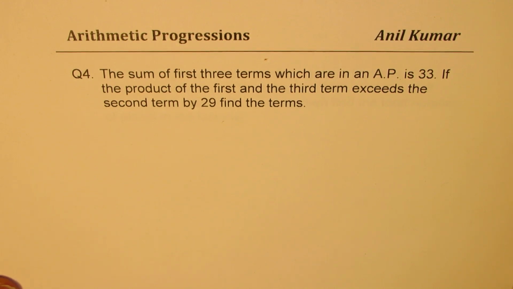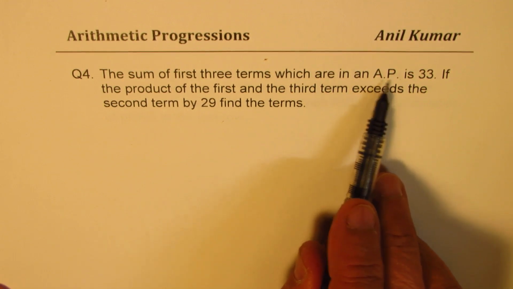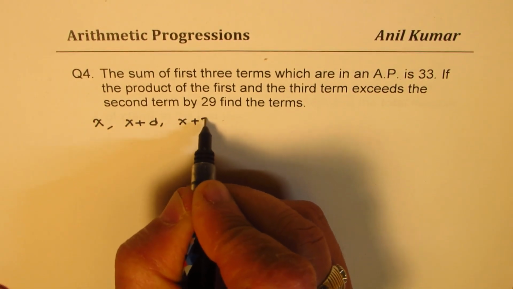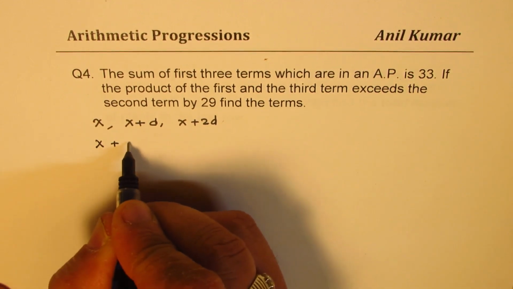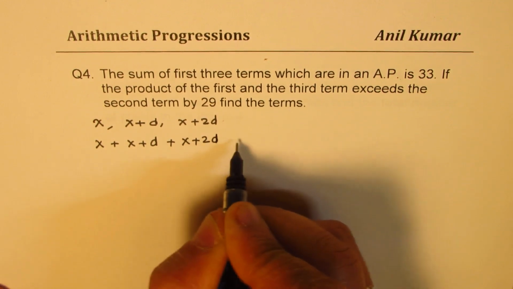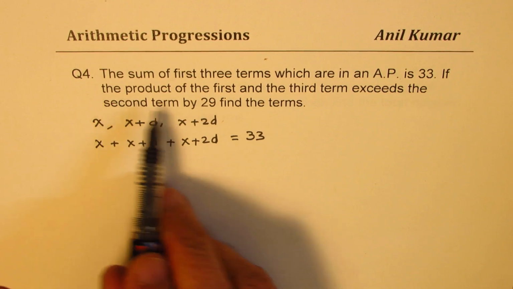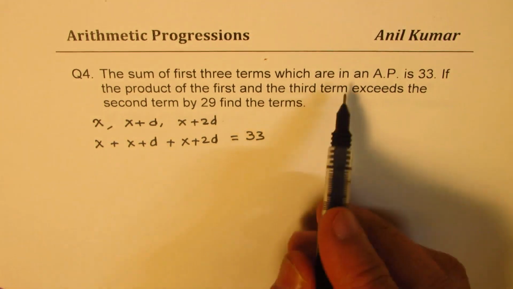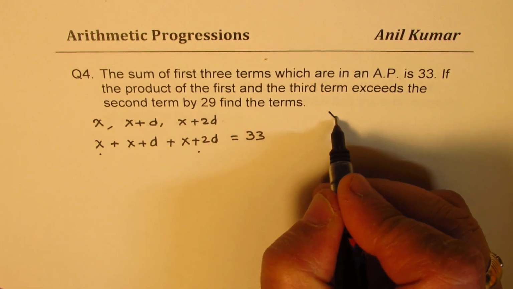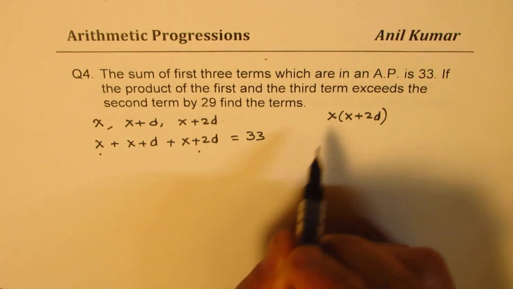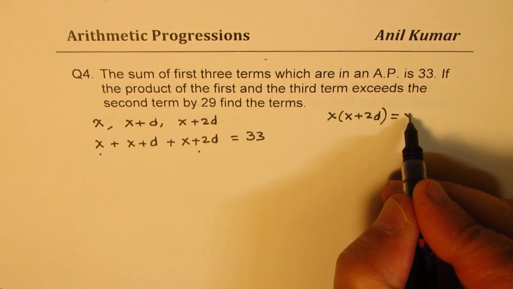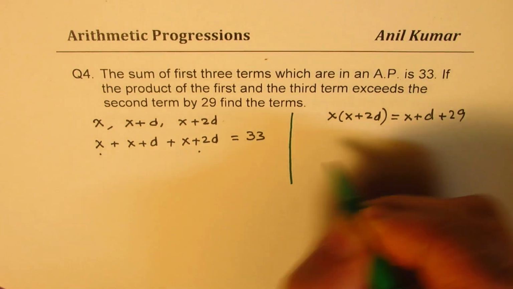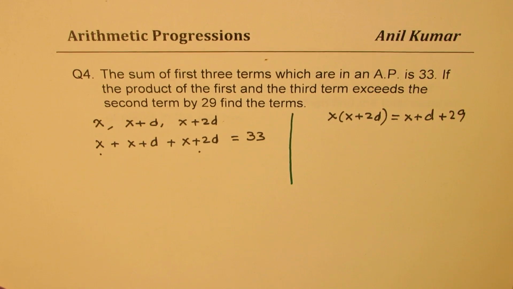Question number 4. The sum of the first three terms which are in arithmetic progression is 33. So let the terms be x, then we have x plus d and x plus 2d. So the first statement is their sum, which is x plus d plus x plus 2d, should be equal to 33, right? If the product of the first and the third term exceeds the second term by 29, find the terms. That is to say, product of these two, right? So let me rewrite here. x times (x plus 2d), that is the product, exceeds the second term, x plus d, by 29. So that gives us another equation. So we have two equations and two variables. We should be in a position to solve. Let us see how we can solve it.